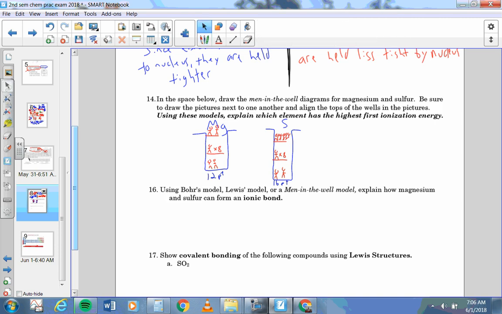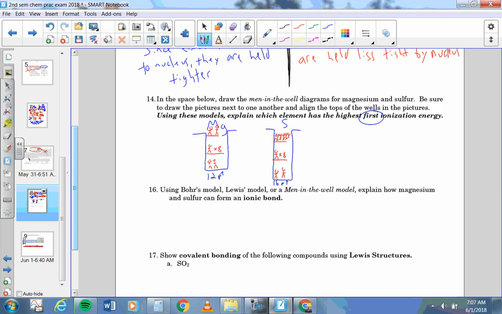The next thing says explain which element has the highest first ionization energy. So if we were using the analogy of a party where a full party is 8, the reality is none of these sulfur ones want to leave. They say, wouldn't it be better if 2 people came to join us? And these 2 do want to leave because they want to go join a party of 8, because they're not going to find 6 people to climb in and join them.